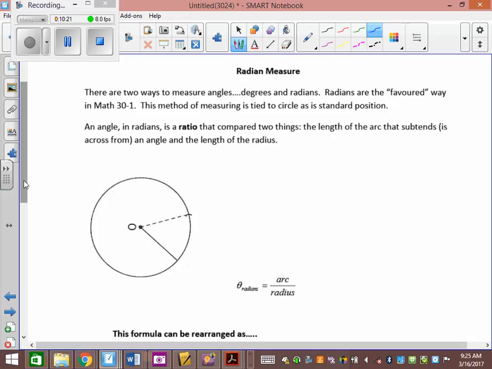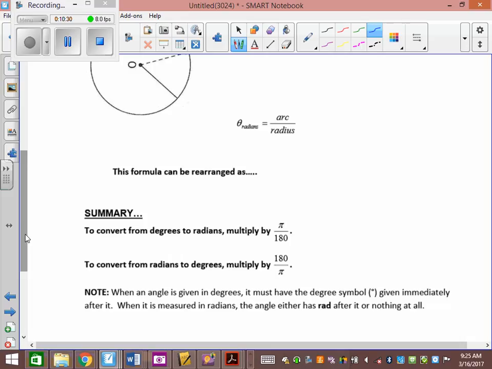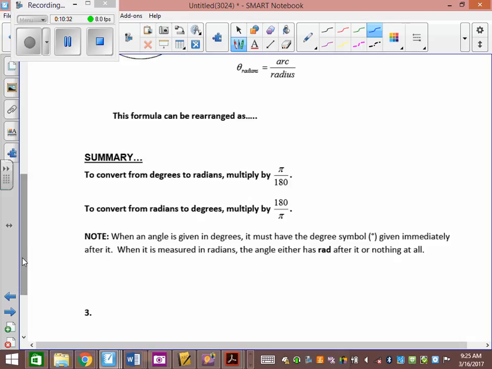An angle in radians is a ratio that compares two things, the length of the arc that's subtended across from an angle and the length of the radius. So we can rearrange this formula. The catch is, to convert from degrees to radians, you multiply by pi over 180. To convert from radians to degrees, you multiply by 180 over pi. The way I remember this is Dr. Pot. Degrees to radians, pi on top. So you're either going to multiply by pi over 180 or you're going to multiply by 180 over pi.